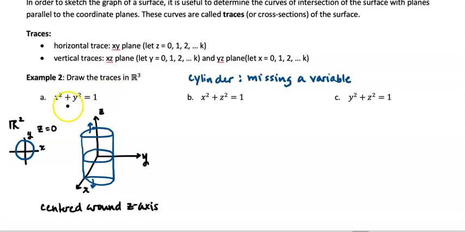And so let's look at this equation to see if we can figure out some kind of conclusion. We found that the cylinder is centered around the z-axis. And we can see in this equation that z is the only variable we're missing. So now let's conclude that in the equation of a cylinder, we're missing a variable. That variable is the axis.